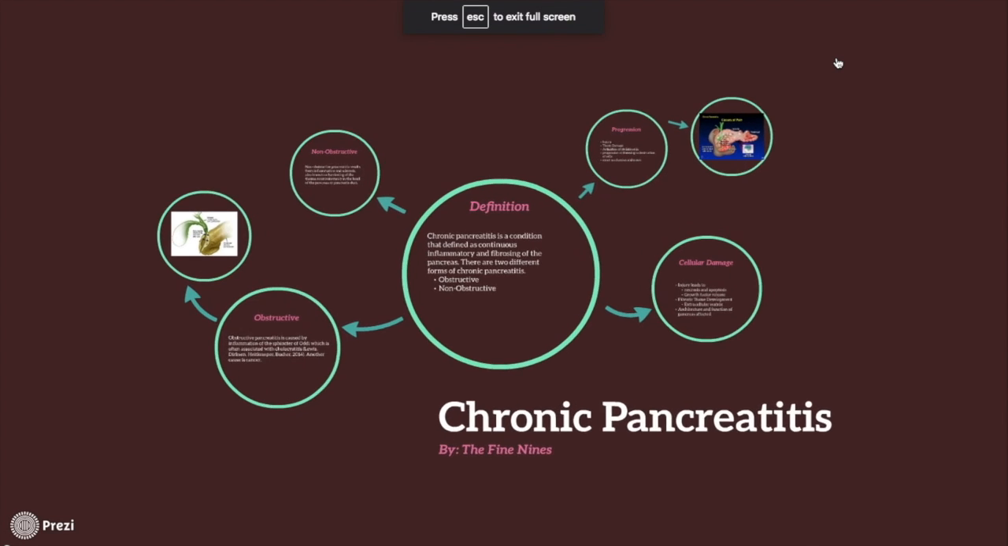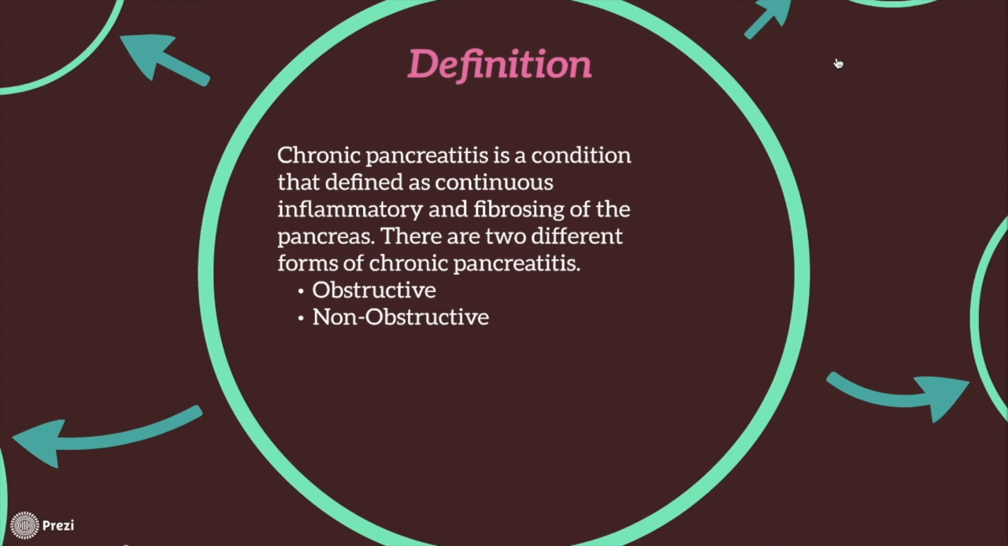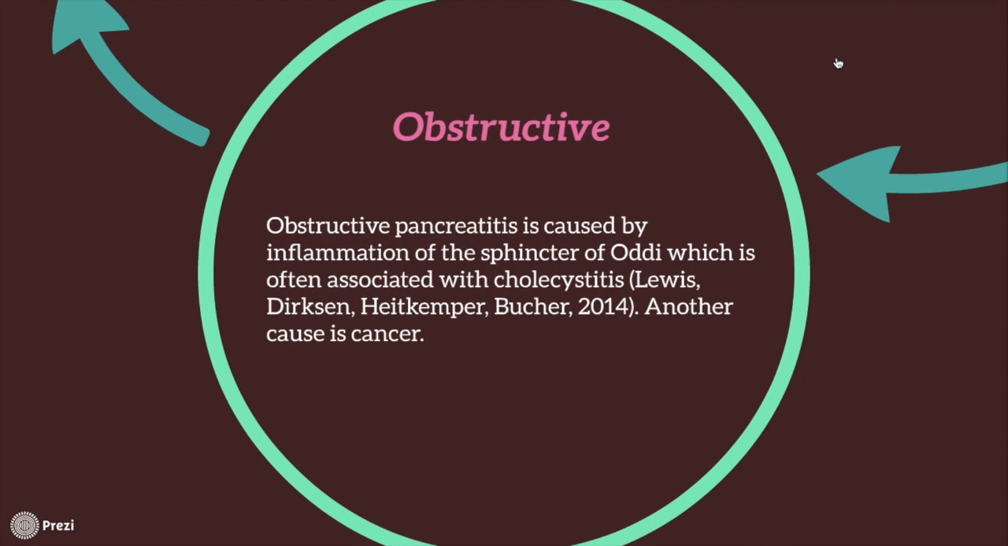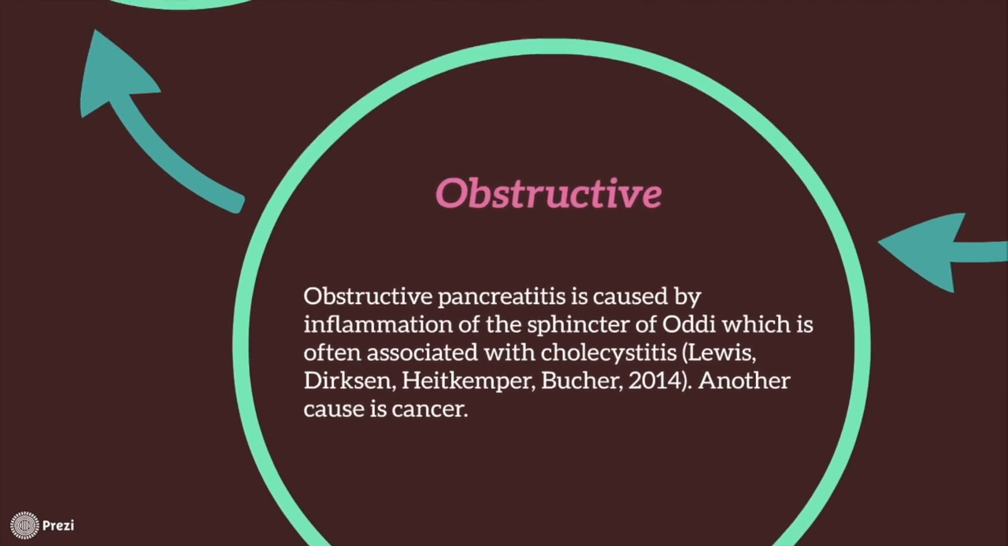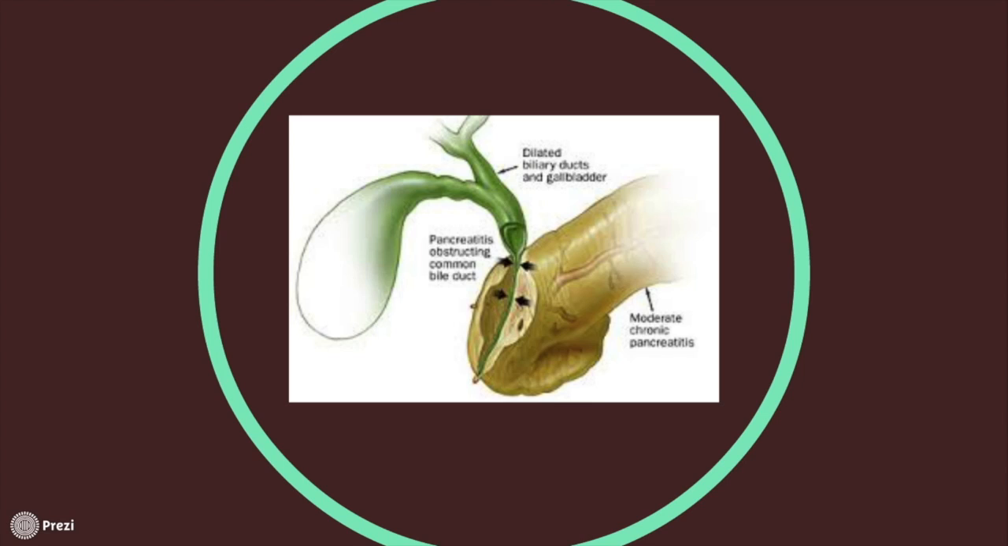Chronic pancreatitis is defined as the continuous inflammatory and fibrosing of the pancreas. There are two different forms of chronic pancreatitis: obstructive and non-obstructive. Obstructive pancreatitis is often caused by inflammation of the sphincter of Oddi, which is often associated with cholecystitis. Cancer is another possible cause of obstructive pancreatitis. This is an image of the most common location of obstruction with chronic pancreatitis.